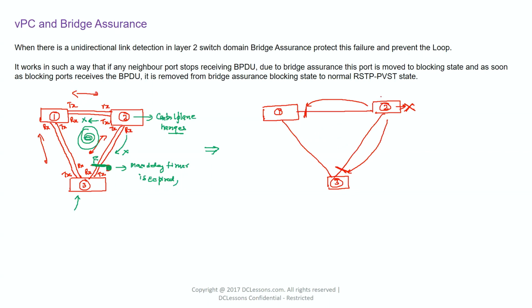Now, as soon as you restart the switch, make some changes, do a power restart or whatever you do, and make the control plane available, the switch is functioning normally. So as soon as switch 2 functions normally, it will start sending a BPDU again here, and here. As soon as switch 1 and switch 3 start receiving a BPDU, these ports will come into the forwarding state again. Okay, so this is how bridge assurance works in the VPC.